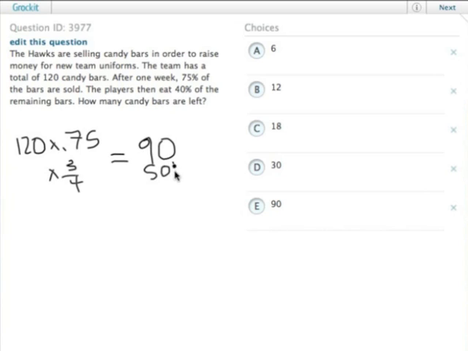And we need to keep this clear here because we can get this problem wrong if we start mistaking the number they have left for the number that they sold. So they have 90 sold. Notice that shows up as choice E, but that's not what we're after. We're after the number they have left at the very end. See how it says, how many candy bars are left? So it's not 90. They have 30 left out of the initial 120 because 90 sold.